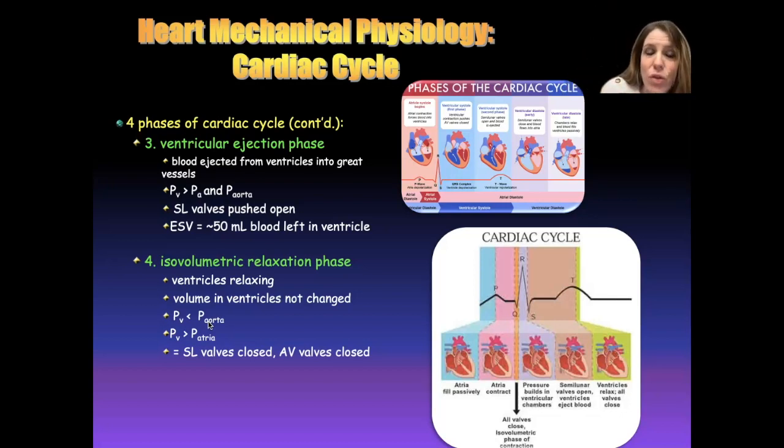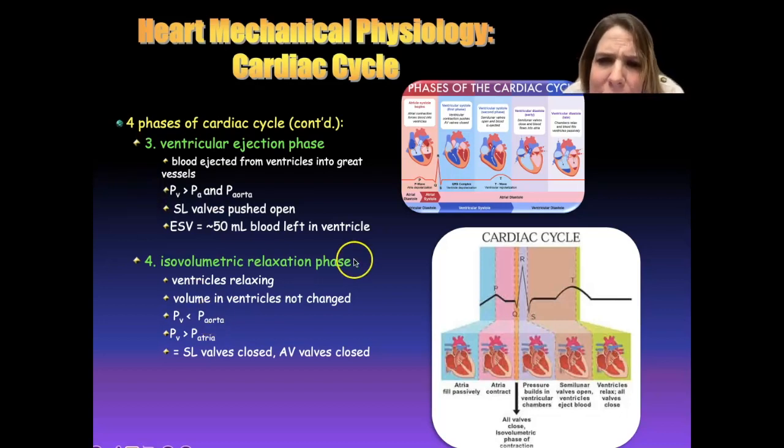So during this fourth phase, we're going to get a closing of the semilunar valves. Meanwhile, the AV valves are still closed because we haven't started the cycle over yet again. So pressure of the ventricles is still greater than it is in the atria during the fourth phase, but less than it is in the great vessels. And that blood backflow from the vessels is just going to put pressure on the SL valves and close them.